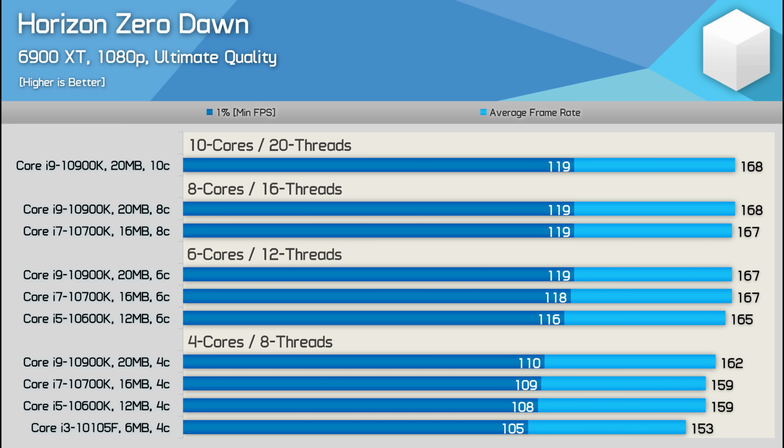Horizon Zero Dawn is a lot like Assassin's Creed Valhalla in the sense that it's primarily a GPU-bound title, even at 1080p with a 6600 XT. As a result, the 4-core configurations weren't a great deal slower than what we saw with 6, 8, and 10 cores enabled. The Core i3 part also performed very well relative to the higher-end Core i5, i7, and i9 models.